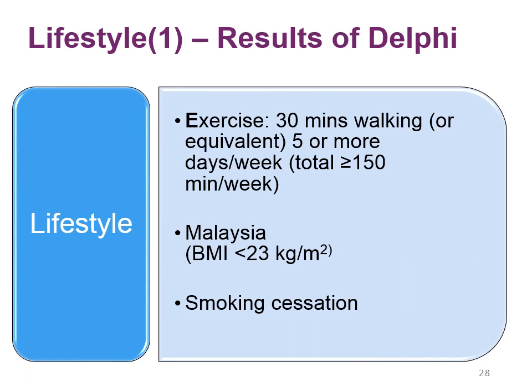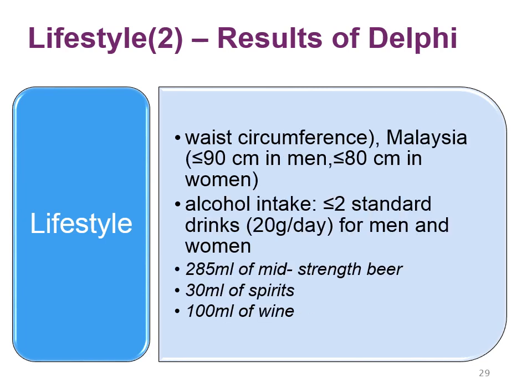The result of the Delphi showed that consensus from the experts, they wanted exercise to be the top priority. So 30 minutes walking, equivalent to 5 or more days a week, and a minimum of 150 minutes per week. The BMI in Malaysia should be less than 23 kilogram per meter square, and also if they are smoking, to stop smoking. Waist circumference, 90 centimeters in men and 80 centimeters in women.